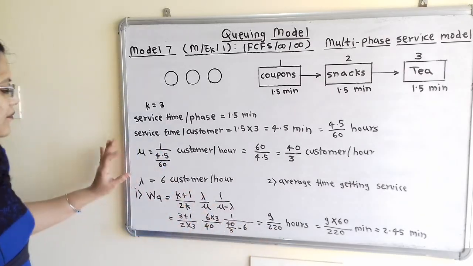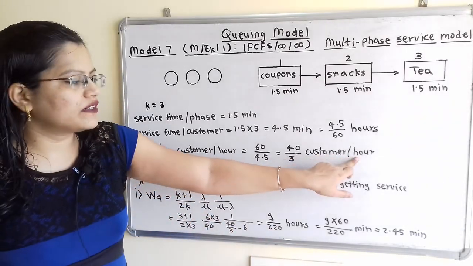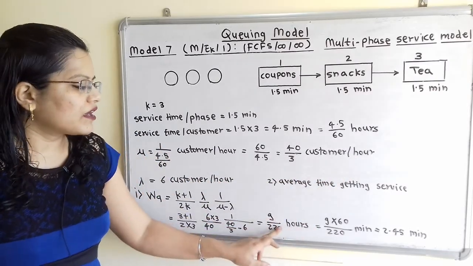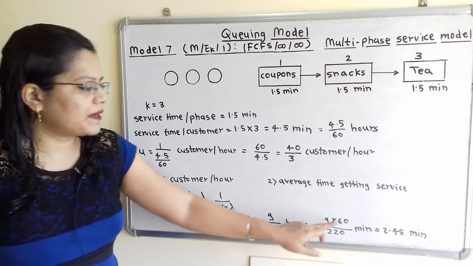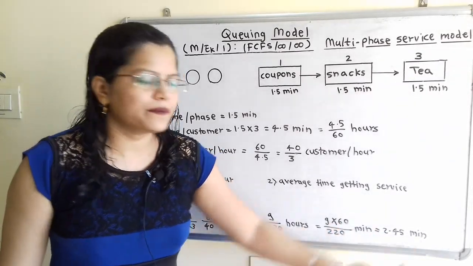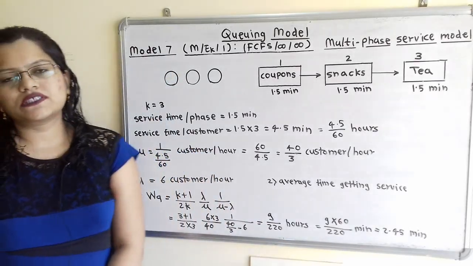So if we observe, mu and lambda have units of hours, so this answer will also be in hours. Now we will convert this into minutes by multiplying with 60, which is equal to 2.45 minutes. Now we will move to the second question.